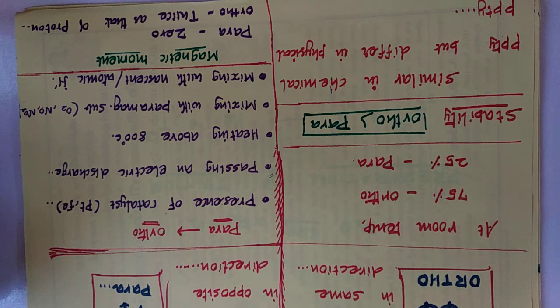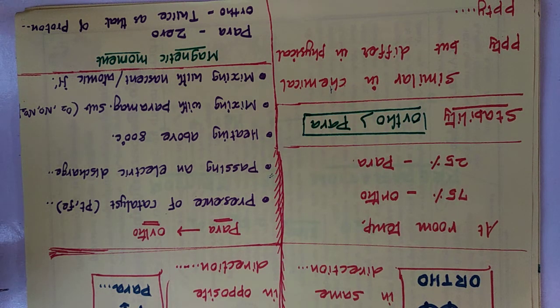There are 5 points given. It's a very important one. First point: in the presence of a catalyst, the para form of hydrogen can be converted into ortho hydrogen, and the catalysts used are platinum or iron.